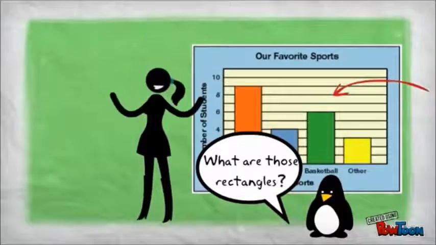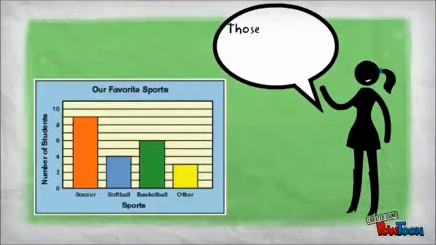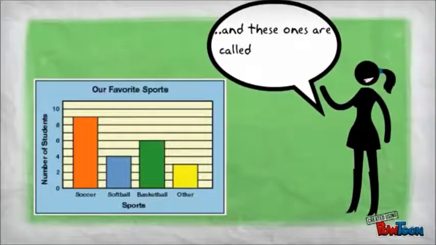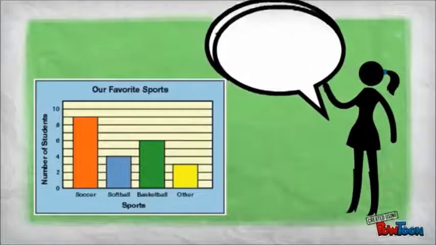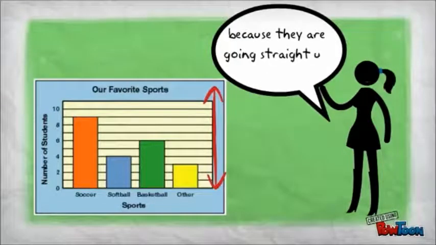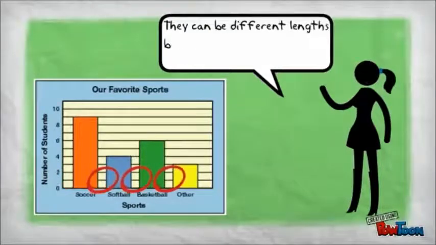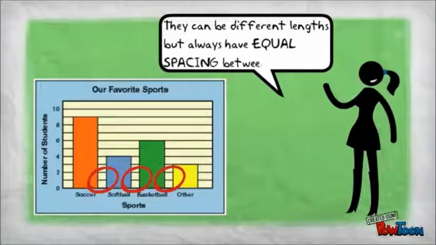What are those rectangles? Those rectangles are called columns, and these ones are called vertical columns because they are going straight up and down. They can be different lengths, but always have equal spacing between them.